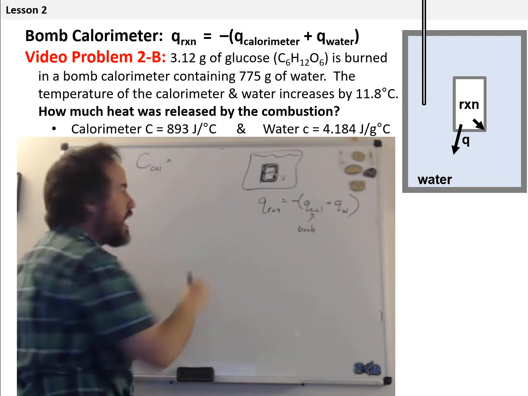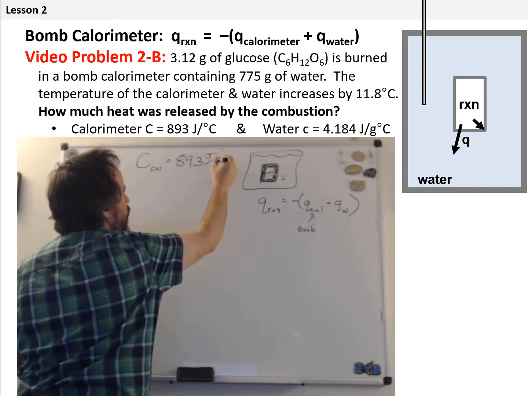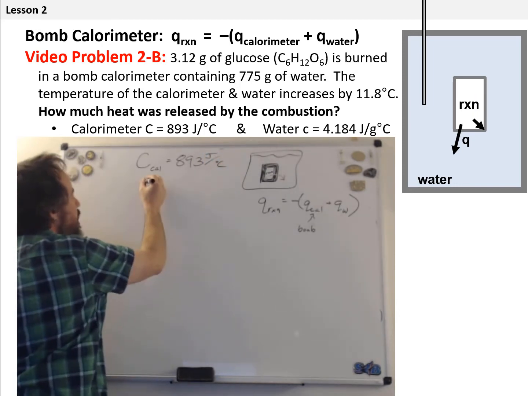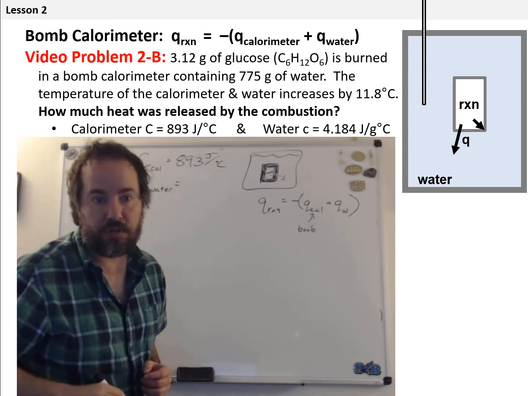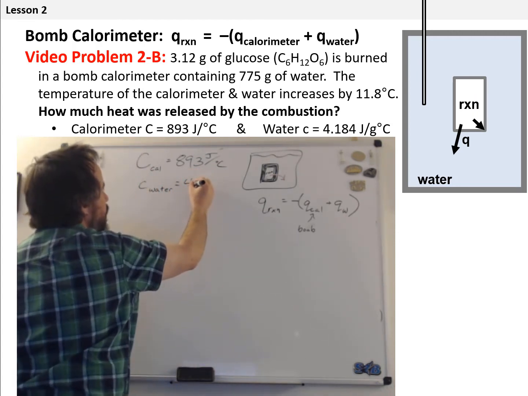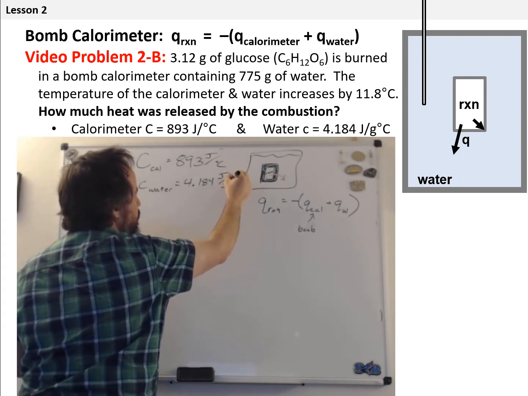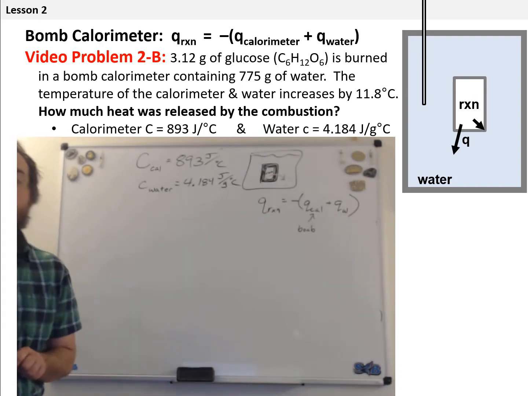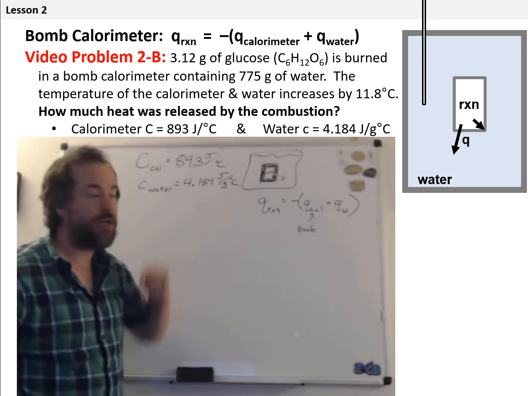equals 893 joules per degree C. And then C of the water equals 4.184 joules per gram degree C. Notice big C, little c, and the units are different.